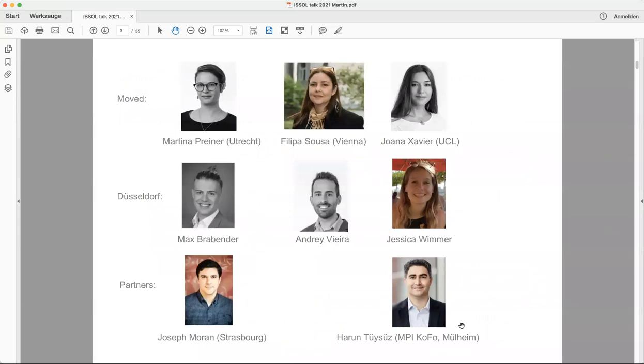These are some of the people who've been doing that work. We've got Martina Preiner and Filipa Sousa and Joana Xavier. They've moved on to Utrecht, Vienna, and UCL. Filipa just got her tenure in Vienna recently. Congratulations, Filipa. Still in Düsseldorf, we have Max Brabender, Andrey Vieira, and Jessica Wimmer. You see how they're smiling because they're still in Düsseldorf, and those who are not in Düsseldorf are not smiling so much anymore. There's Joseph Moran, our partner that we definitely need to mention.